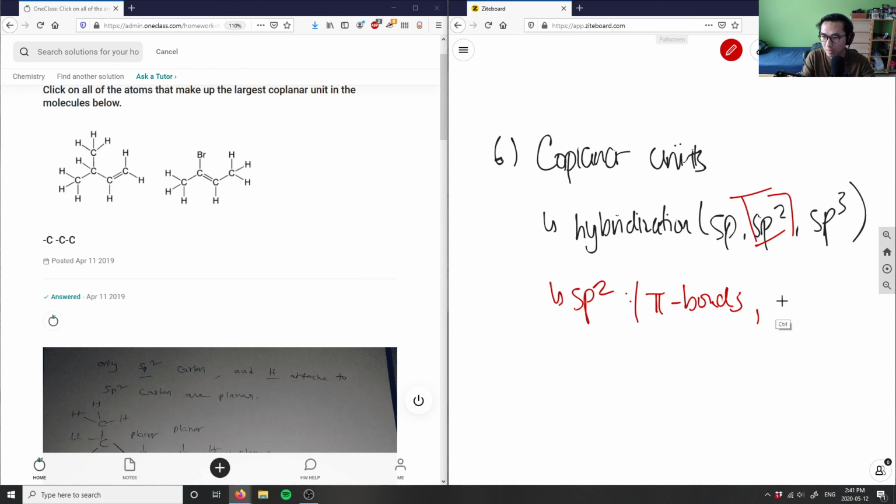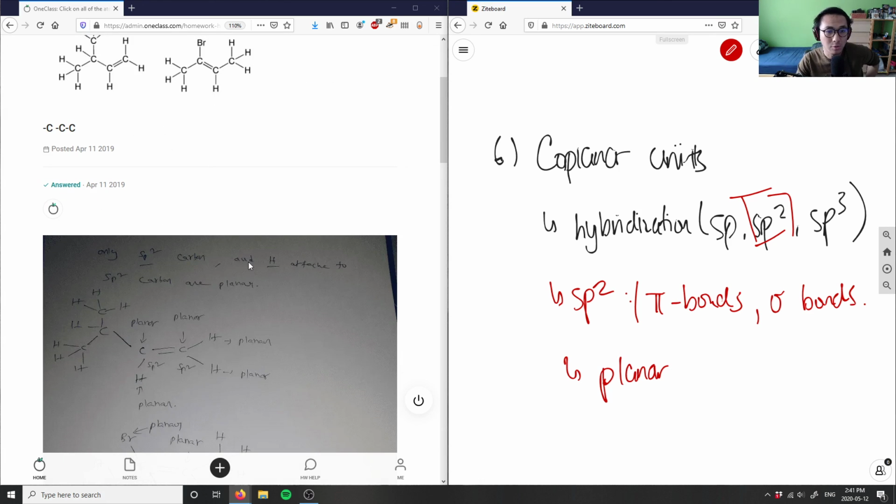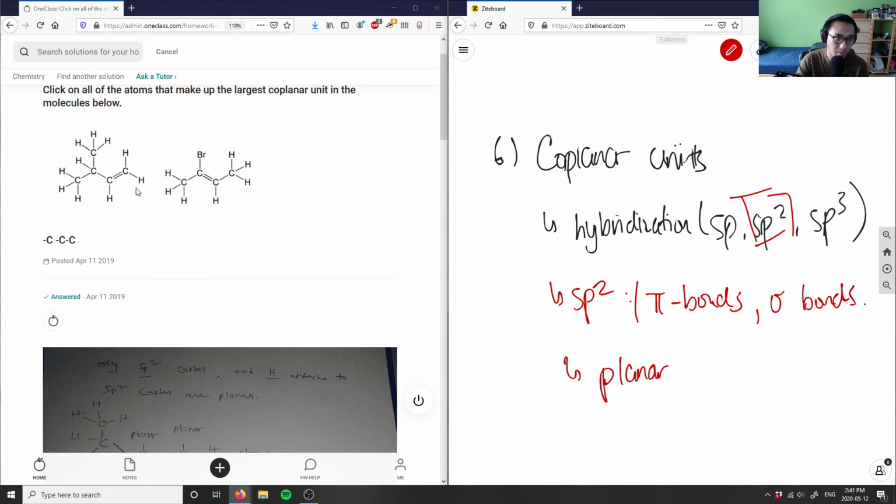This here would be the sigma bonds. So we know that sp2 carbons are planar. That's why we care about sp2, because these are going to make up my planar units. As you can see here, this sp2 carbon and the H attached are planar, so we just care about basically this double bond here.